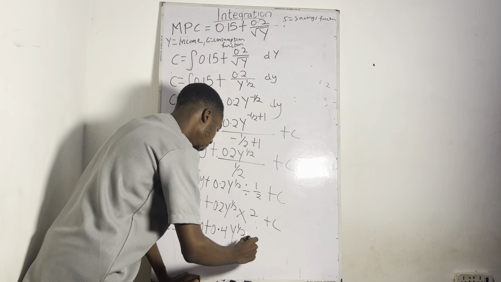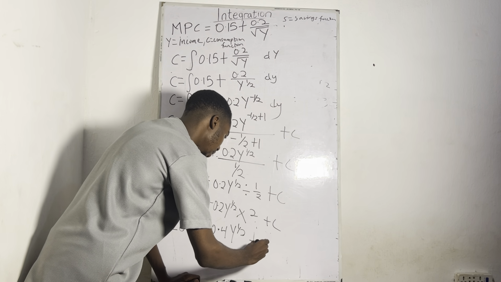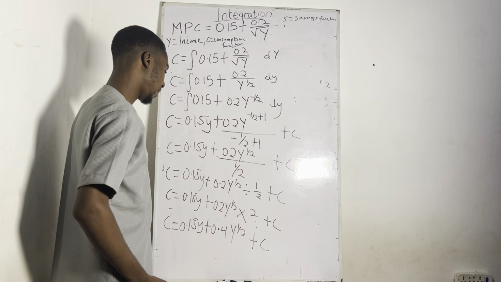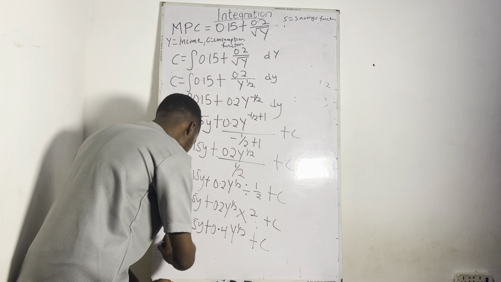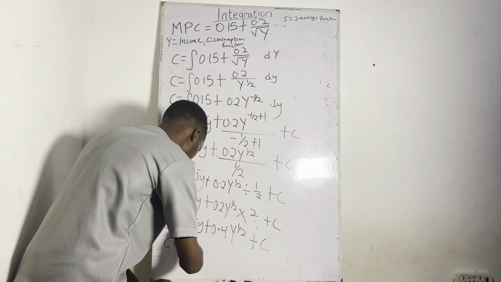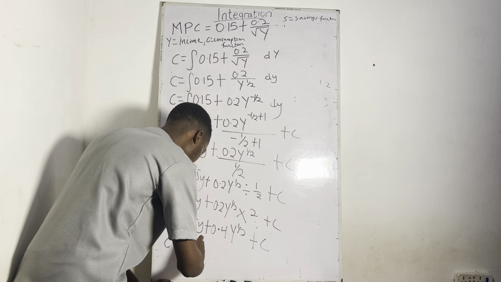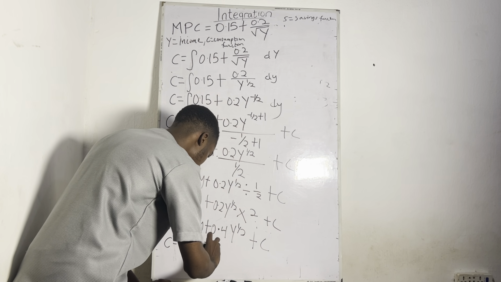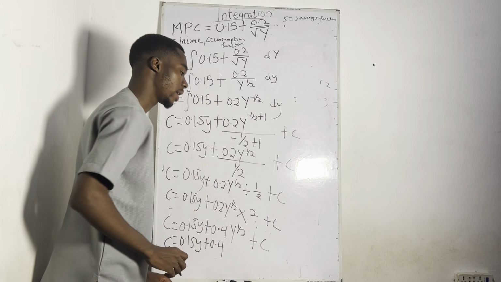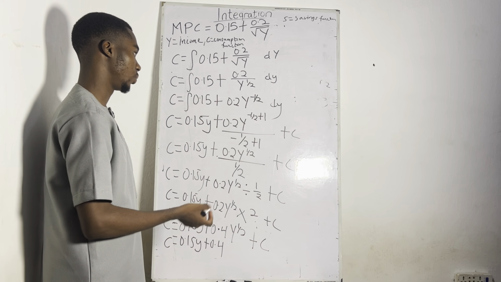You can try it on the calculator. Then plus c. So yes, this is our final answer. You can also write it like this. C is equal to 0.15 y plus 0.4. Then we have y exponent half. This is the same as root y.